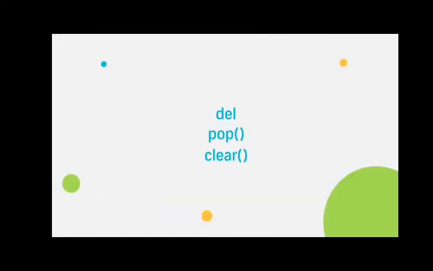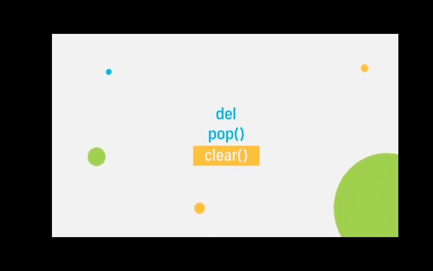So let me recap the three methods for deleting a dictionary item. The first was del, the second was pop, and the third was clear. All three work slightly differently.